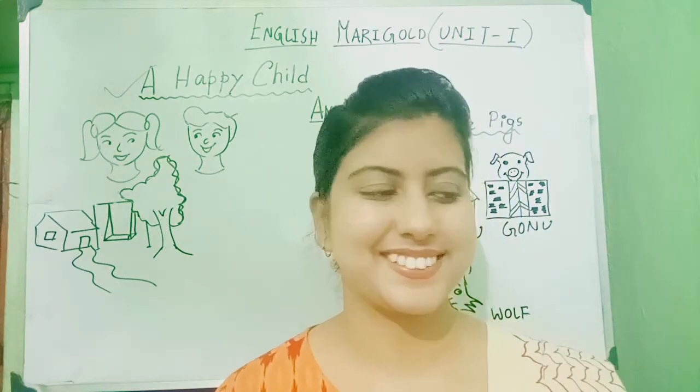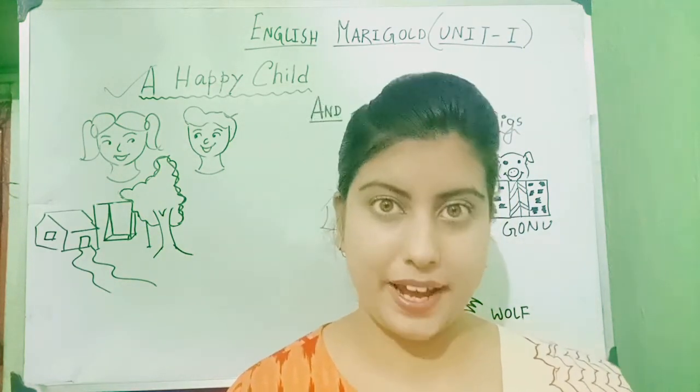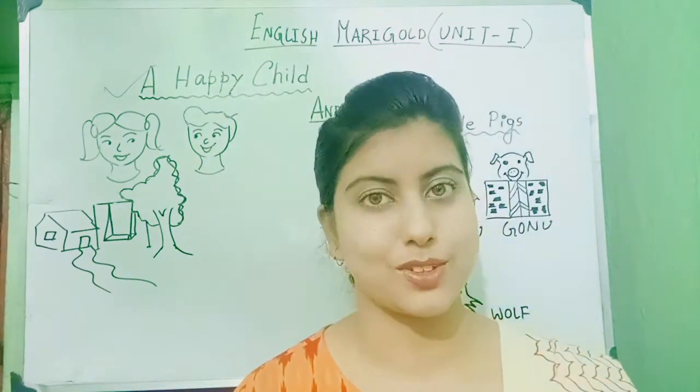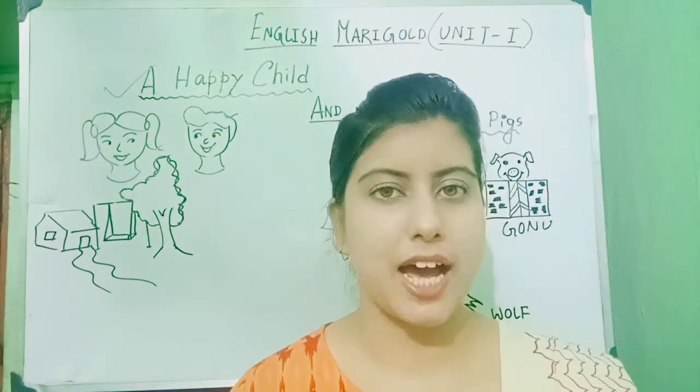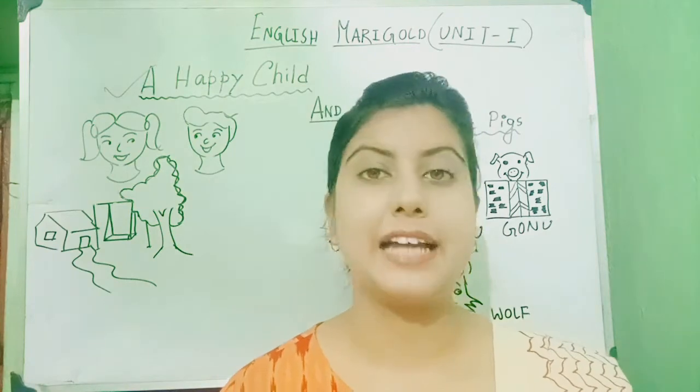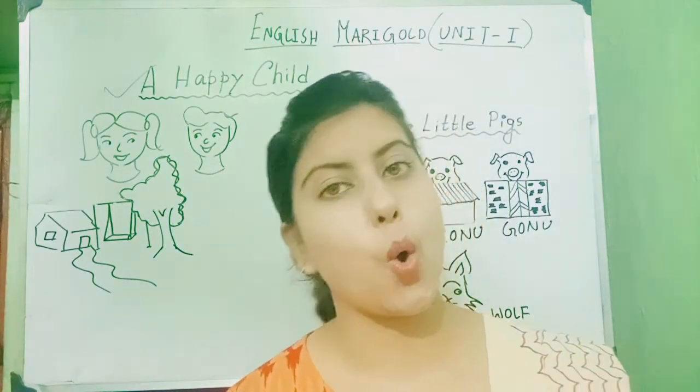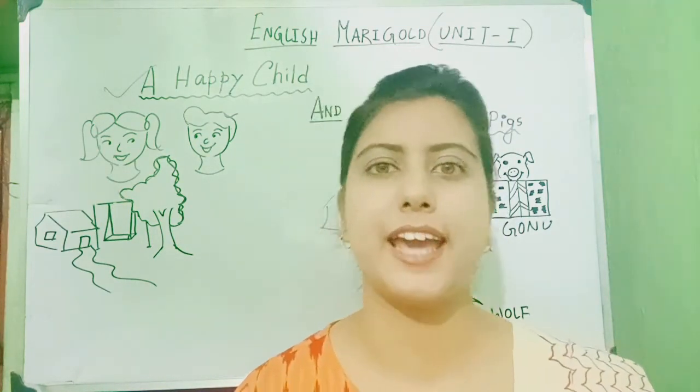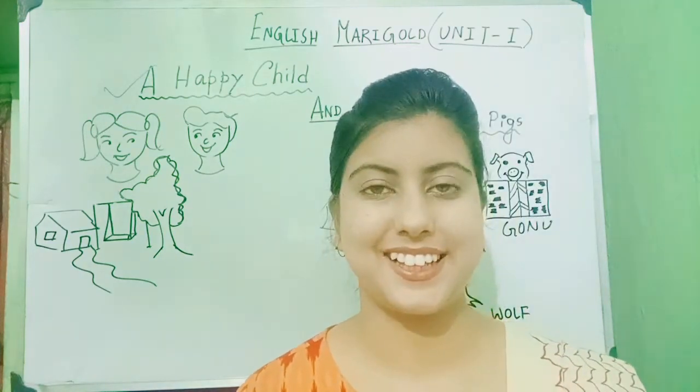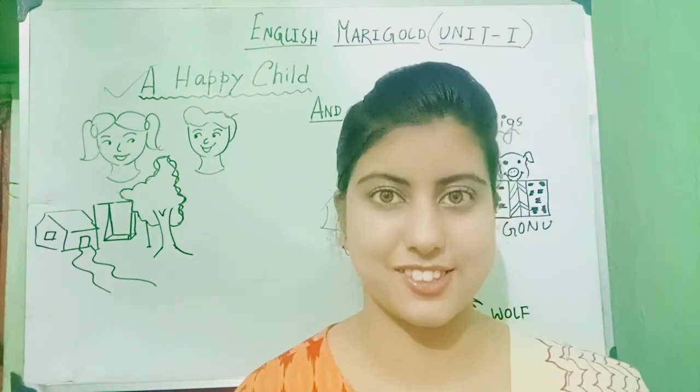Let's see. My house is red, a little house. A happy child am I. I laugh and play the whole day long. I hardly ever cry. So this was the first stanza.